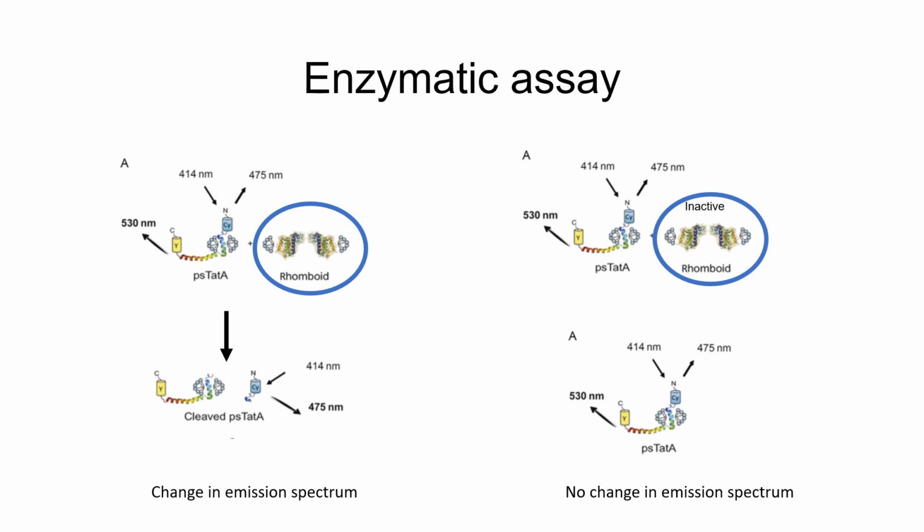The next step is to perform an enzymatic assay to compare the positive control with the negative control when it reacts with a substrate. When the positive control, which is a putative SCO3855, reacts with a substrate, there is a cleaved PS-TAT-A, and when observed, there's a change in the emission spectrum produced. However, when the inactive SCO3855 reacts with a substrate, there is no cleavage in the PS-TAT-A, and there also is no change in the emission spectrum.